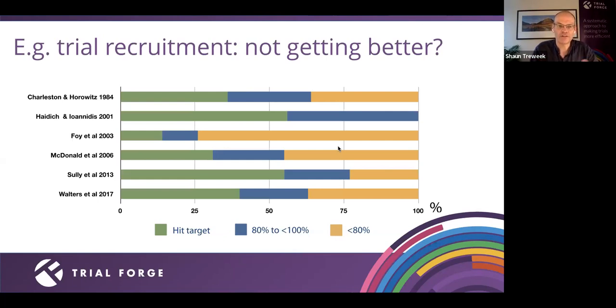This graph is one I use in talks and training, and basically it shows studies over the years that have looked at the proportion of trials that actually hit their recruitment target. If the world were perfect, all of these bars would be green. That's essentially what you need to look at, how much green there is. The first one is 1984 and the bottom one is 2017. And what we see is that it's not all green. There are also some that partially hit the target and some that are well off the mark.